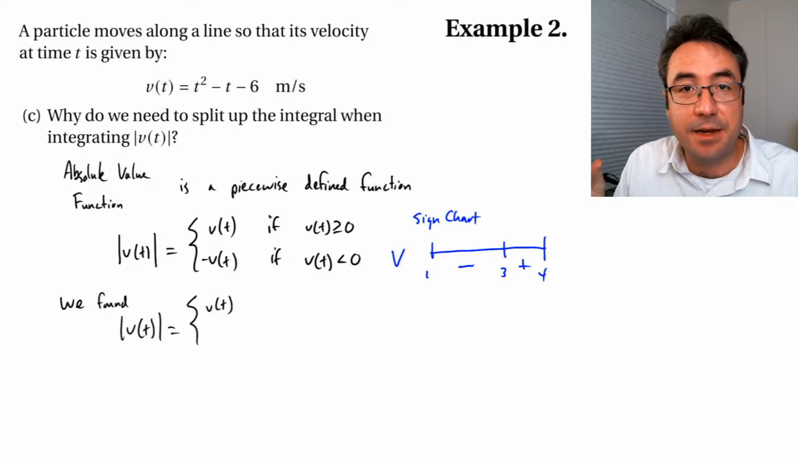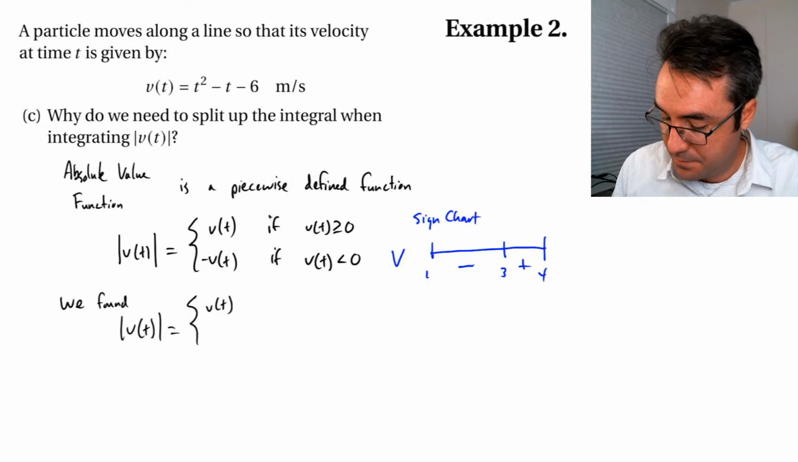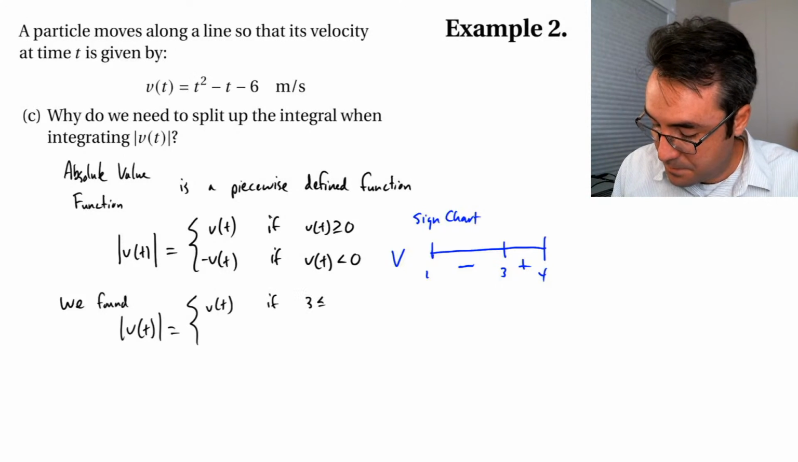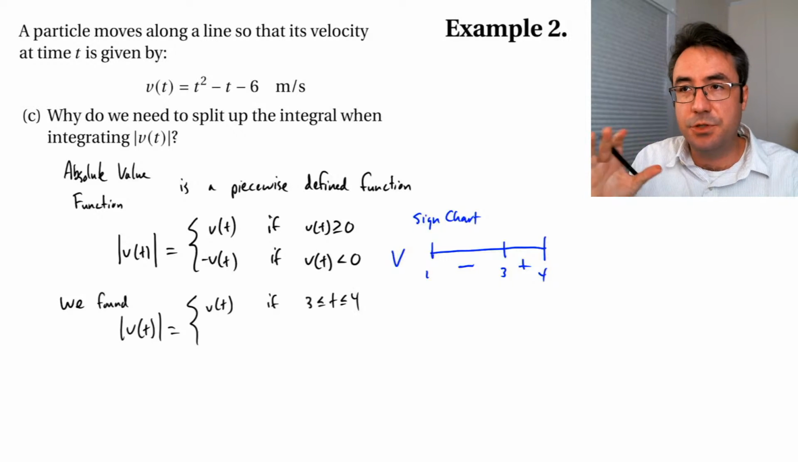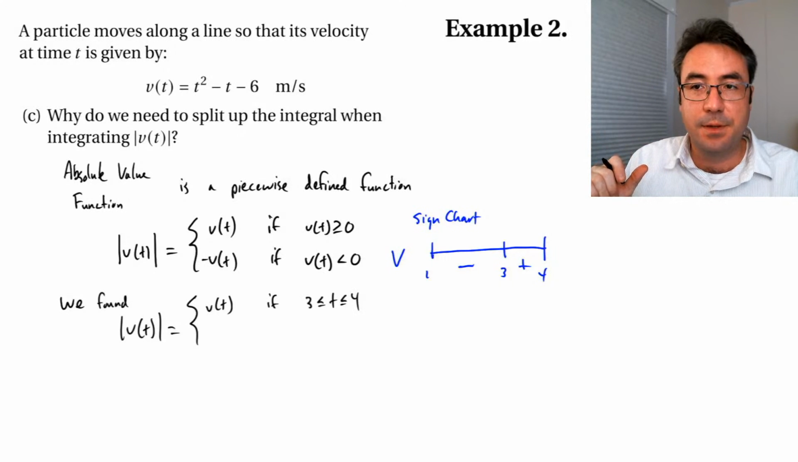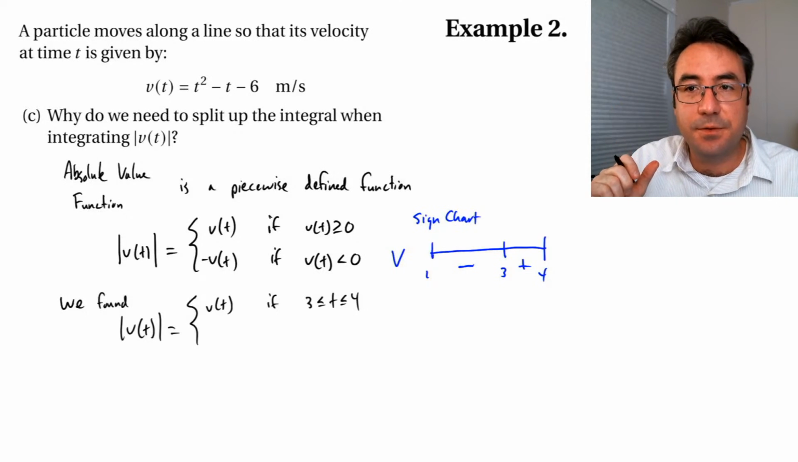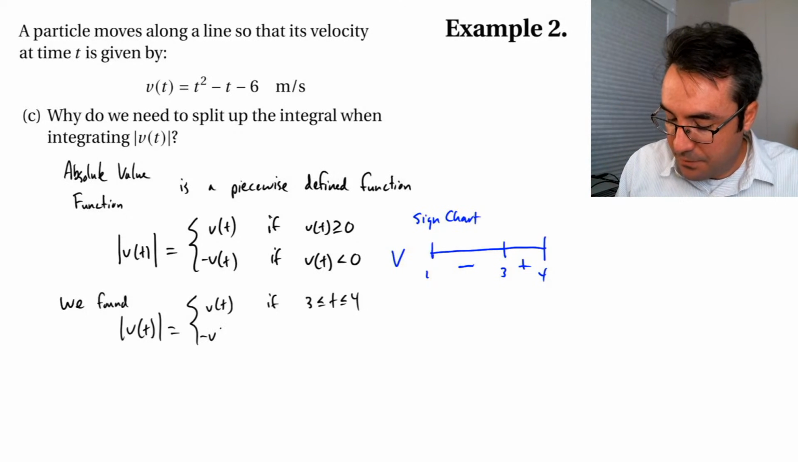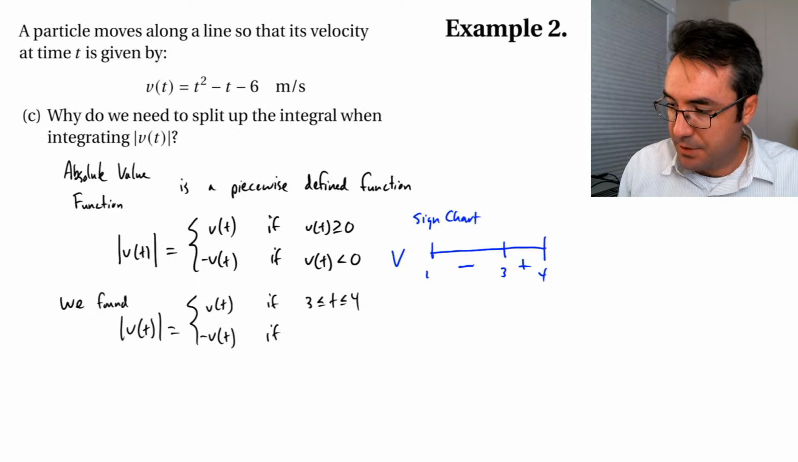Everything was fine in that interval from 3 to 4. We didn't have to adjust our integral at all. But in that interval from 1 to 3, that's where the absolute value function changes our definition here.